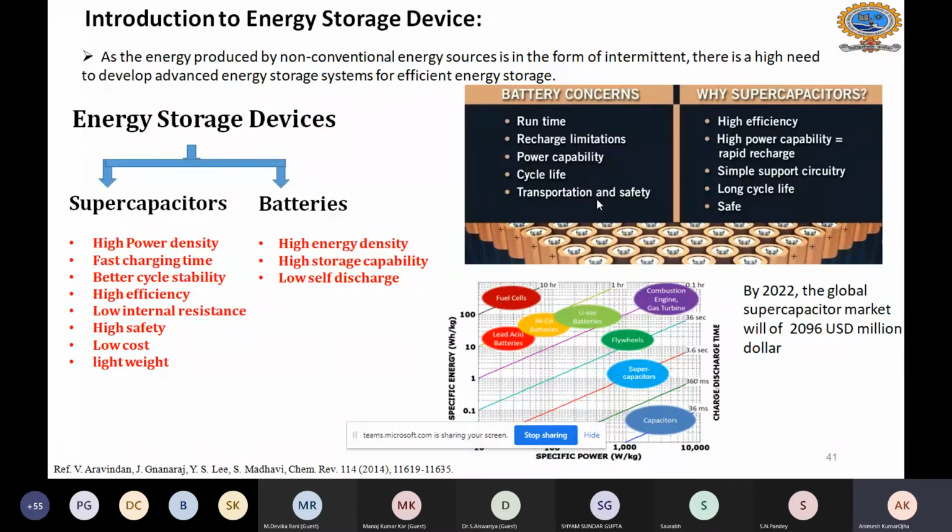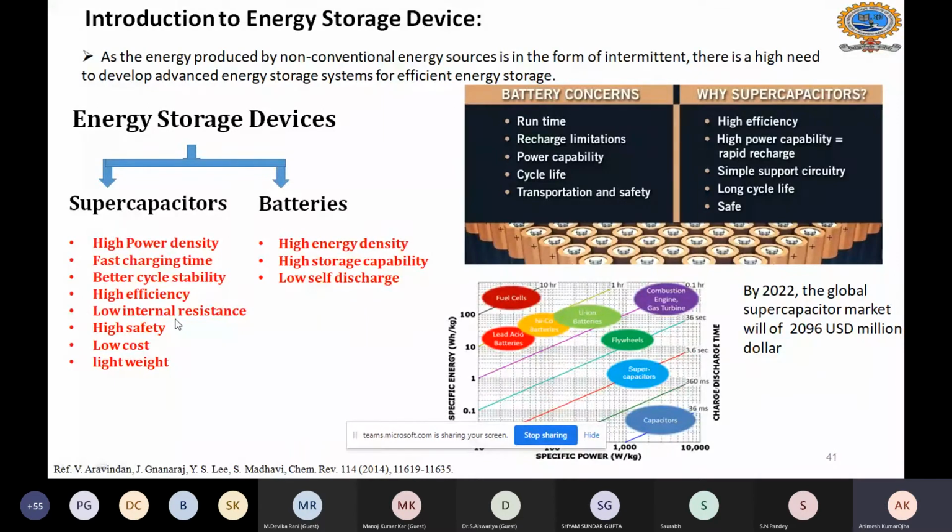So if somehow we make a mechanism that can enhance this charge storage, then that will be called a supercapacitor. That's very simple, because it stores more charge than the capacitor, and therefore we call it supercapacitor. So in case of supercapacitor, it has high power density, fast charging time, better cyclic stability, and high efficiency. These are the advantages. I'm not going into all those details.